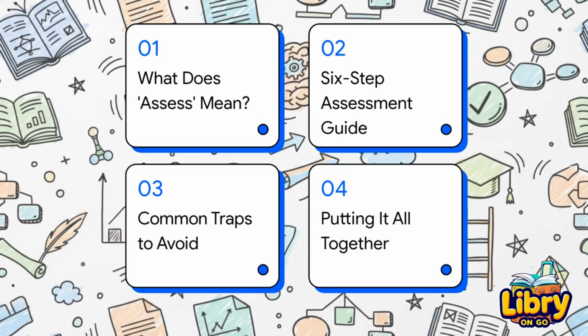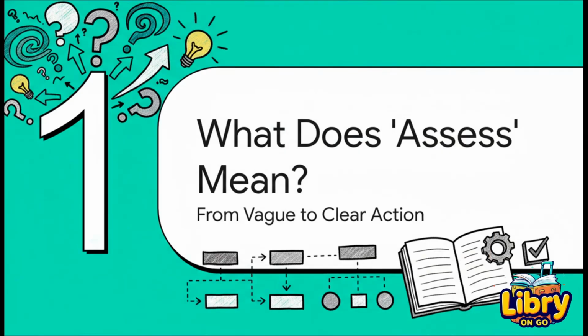So, here's our game plan. First, we are going to decode what assess really means. Then, I'm going to give you a super simple 6-step guide you can literally use every single time. We'll also cover the common mistakes so you know what to avoid. And finally, we'll put it all together with a real-world example. Sound good? Let's get started. All right, first things first. Let's take this word, demystify it, and turn it from this vague, scary idea into a clear, concrete action plan.